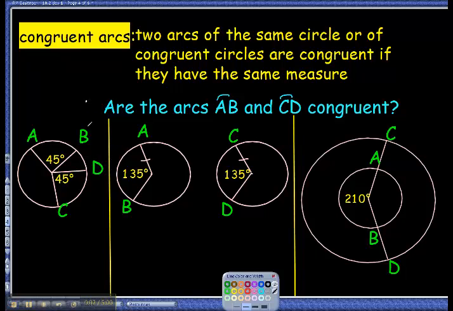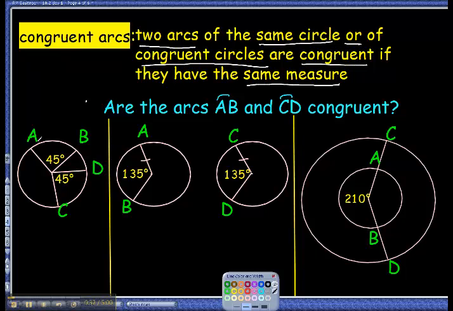Now that we've reviewed some of the older vocabulary that we've seen before, I want to talk about one new vocabulary term and then also our new postulate. First of all, congruent arcs. Two arcs of the same circle or of congruent circles will be congruent if they have the same measure, same central angle measure. So again, they have to be of the same circle or of congruent circles.